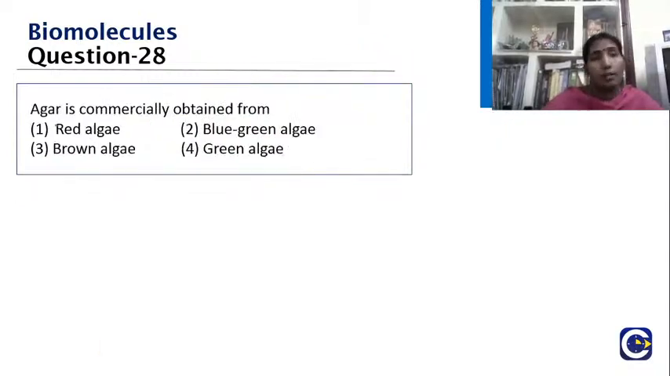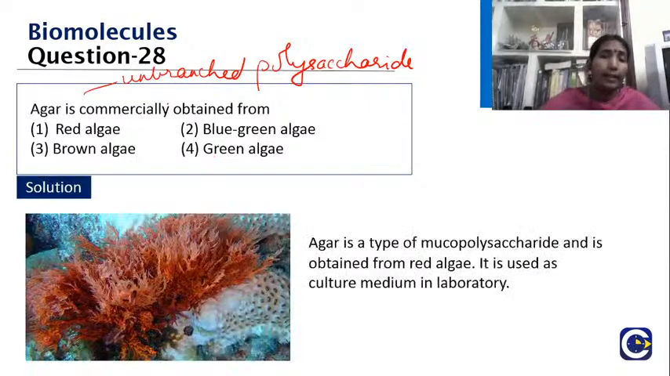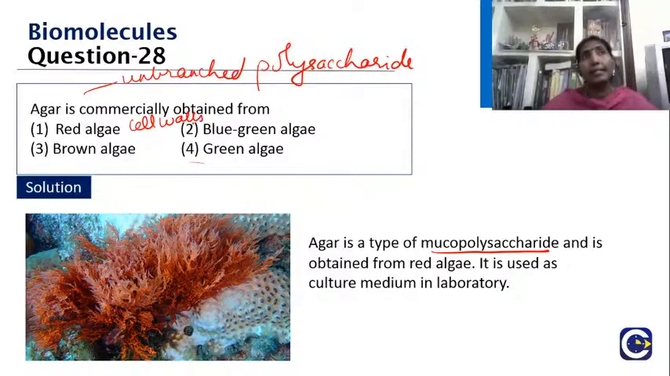Next we are coming to the agar. Agar is commercially obtained from, actually you know agar, it's an unbranched polysaccharide, right? Which is obtained from algae. So from where is agar obtained? Yes students, from where is it obtained? Yes, you are right, it is obtained from the red algae. So you can see that it is a type of mucopolysaccharide. It is obtained from the cell walls of the red algae, the Gelidium and others.